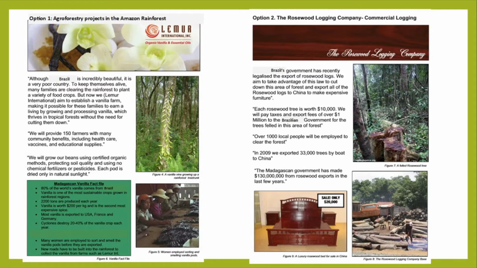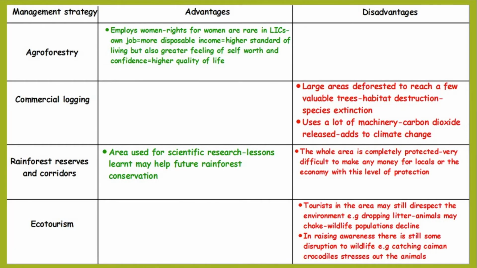What I'd like you to do in your books is take a whole page turned sideways and make this table. We've got the management strategies down the left-hand column here: agroforestry, commercial logging, reserves and corridors, and ecotourism. And then we're going to evaluate. Evaluate means to pick out the good and the bad. It's a very popular command word in GCSE style questioning. We've got to get a handle on it.